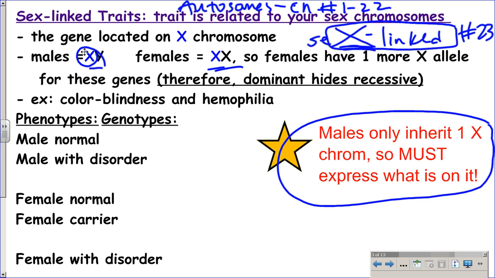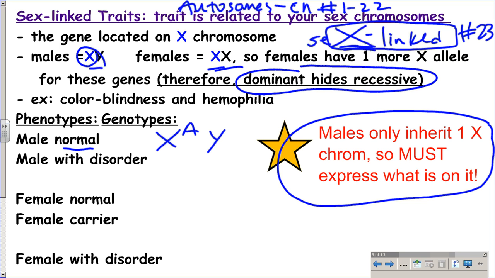If you have a normal male, automatically you should know his genotype. What's his genotype if he's a male? XY. So you're going to write XY, but if he's normal, he has a normal allele attached to the X chromosome. The normal allele attached to the X chromosome is a capital A. I'm just going to go with A's here. Dominant hides the recessive allele. Recessive is whenever you get a disorder or a disease. Dominant means you're normal.